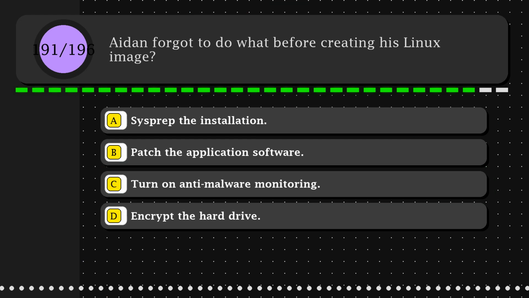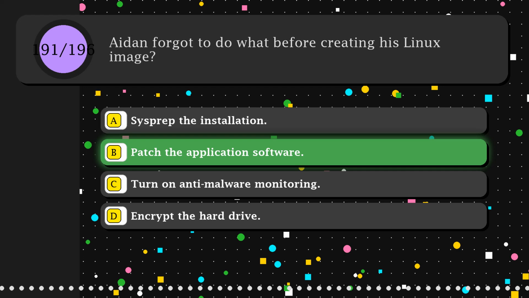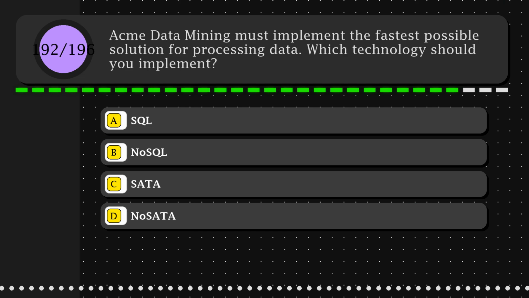Question 191. Aiden forgot to do what before creating his Linux image? Option A. Sysprep the installation. Option B. Patch the application software. Option C. Turn on anti-malware monitoring. Option D. Encrypt the hard drive. The correct answer is option B. Patch the application software.